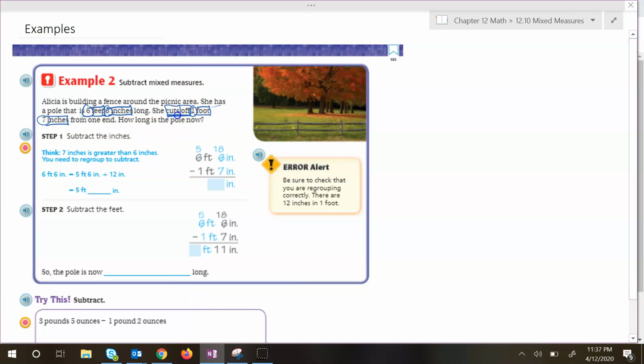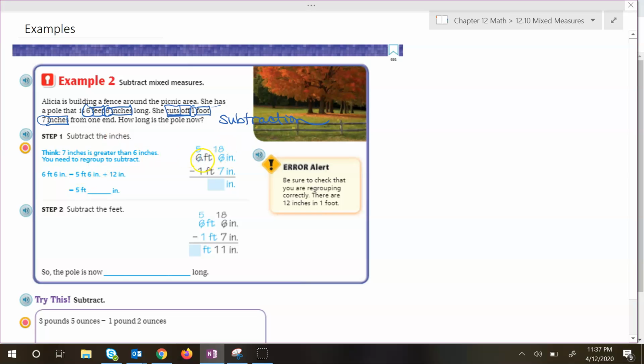Now, if she's cutting something off, we know this is a subtraction problem. Keep that in mind with the vocabulary, that they give you clues on what to do. So this is where reading is really important. So I want you to keep practicing your reading as we're still doing this kind of teaching and learning. All right, so we need to subtract the inches.